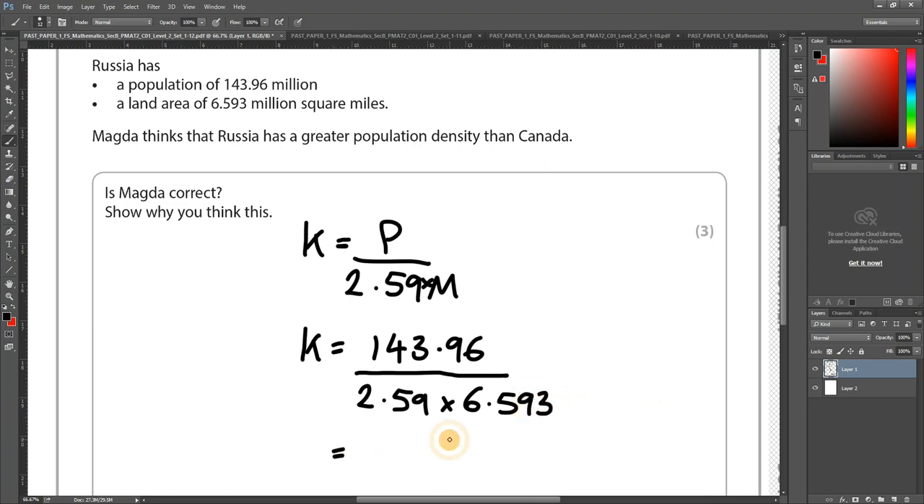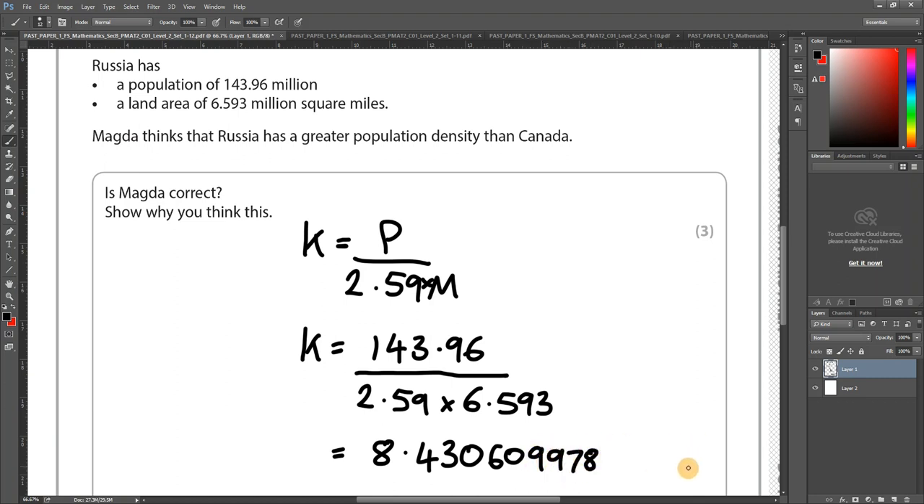6.593. What they're doing is they're just testing, are you good with the calculator? Can you type that in? Can you get the correct answer? So I'm going to type this in. Just be careful with this, because you can very easily type this incorrectly. So I'm using my fraction button just to be on the safe side. And I get 8.4306, and it goes on forever.